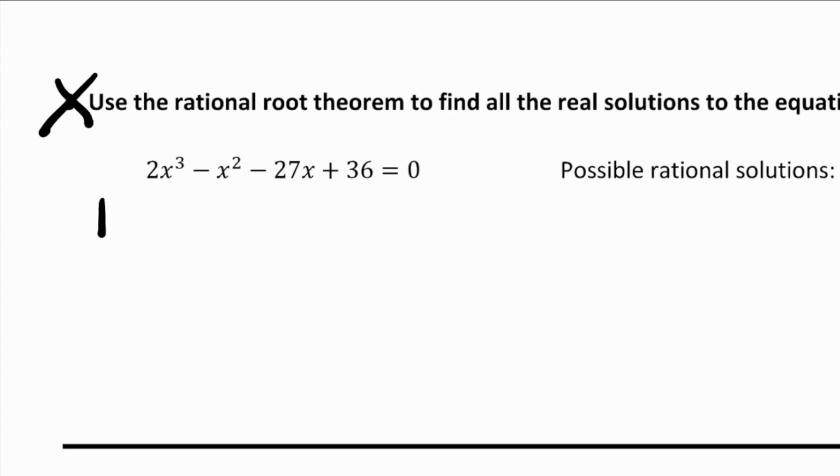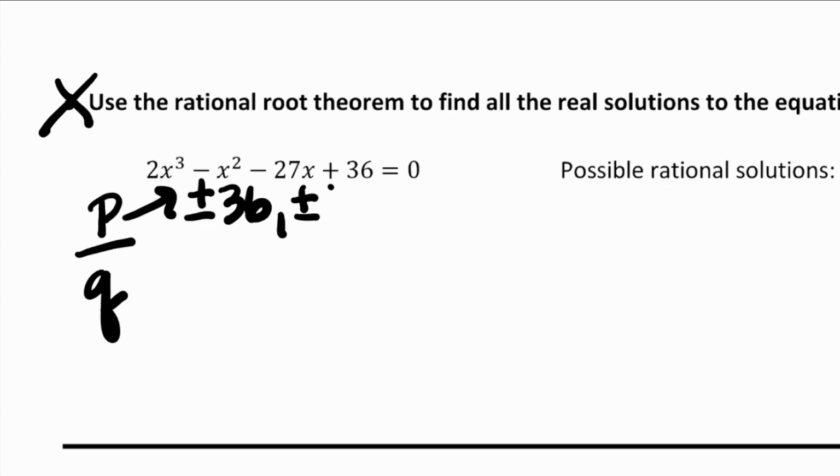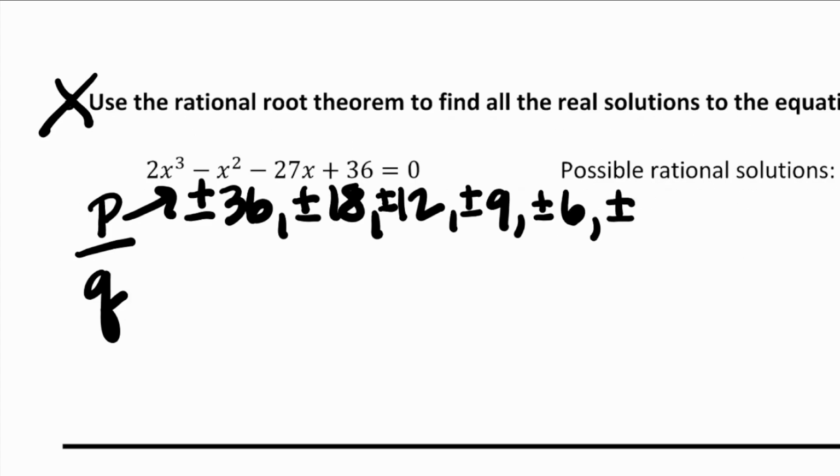Okay, so the roots would be p divided by q, where p is a factor of 36. Let's see, factors of 18 could include 9, 6. Okay, then there's also going to be 12. Okay, so 12, 9, 8 does not divide 36, but 6 does.